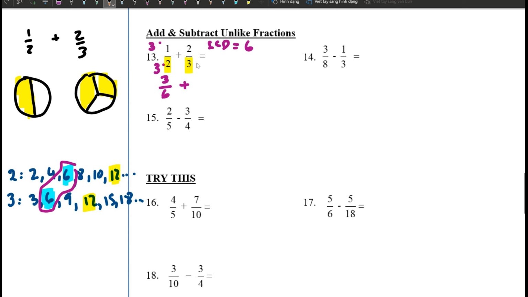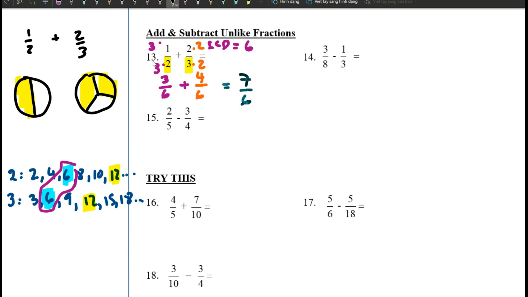To get the denominator of 6, you need to multiply by 2, right? 3 times 2, which is 6. 2 times 2, which is 4. So 3 over 6 plus 4 over 6 will give you 7 over 6.